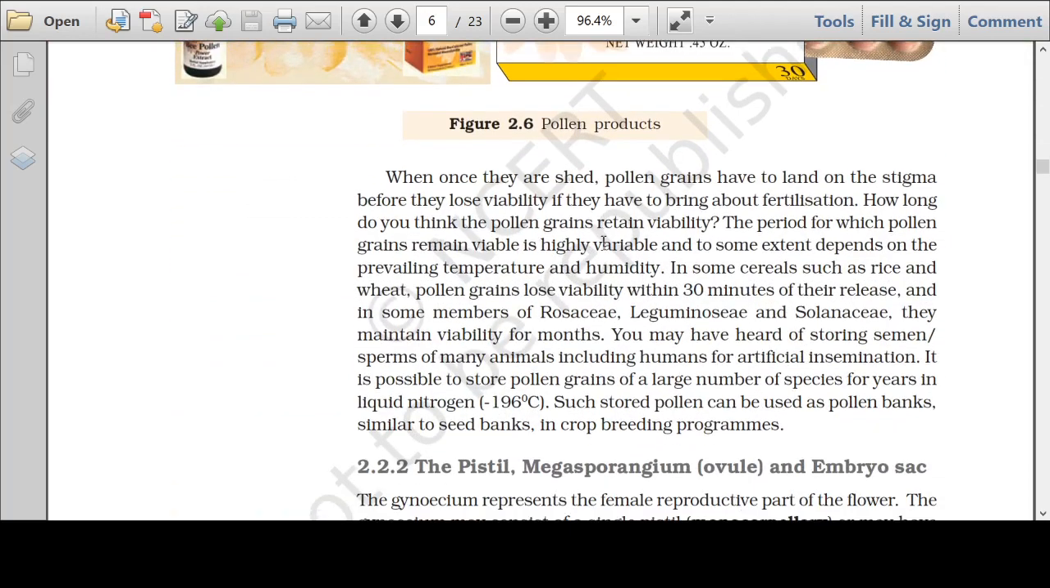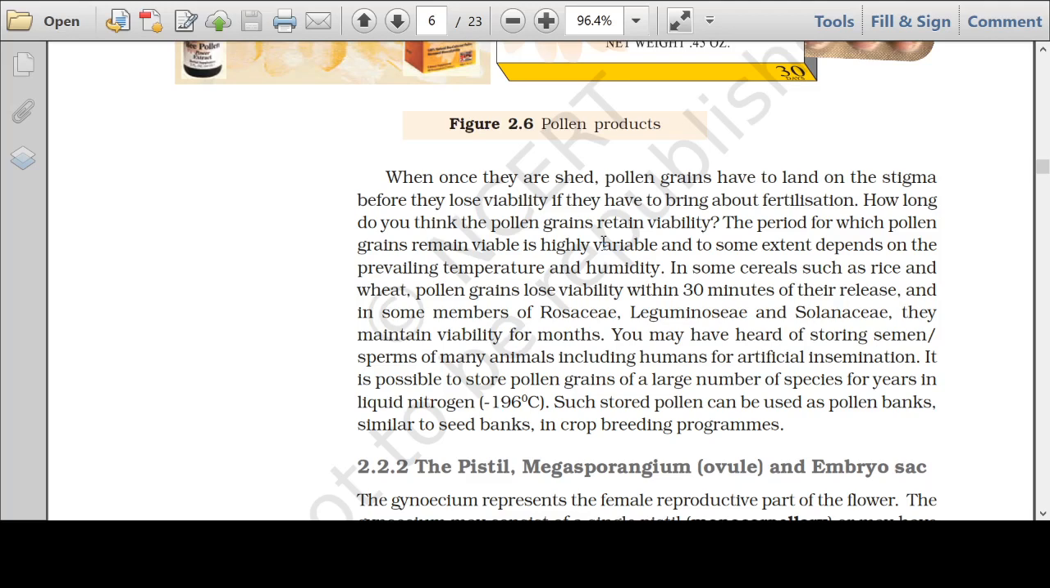The last segment of this topic: once the pollen grains are shed, once they burst out from the anther, they have to land on the correct flower. Yes or no? A pollen from mango must fall on the stigma of a mango. The same species, then only it can germinate. But what is the time?